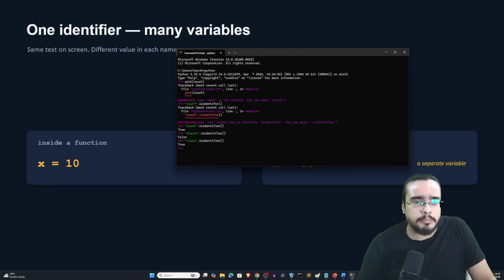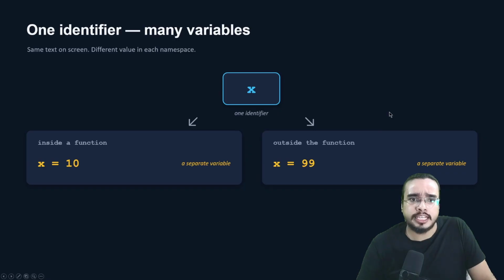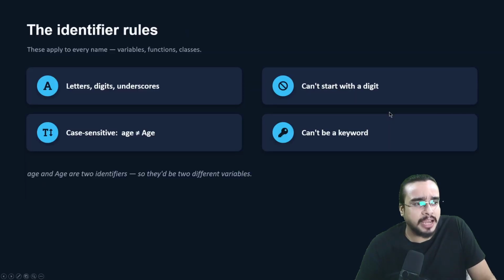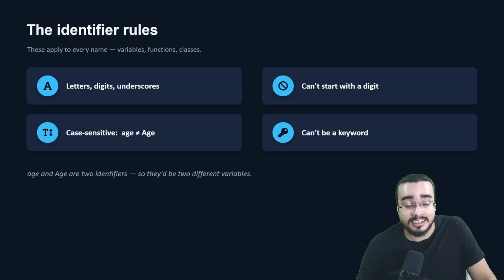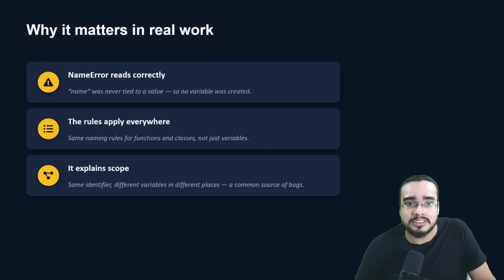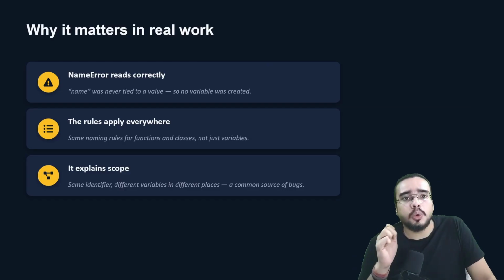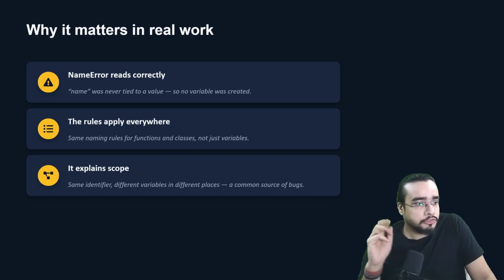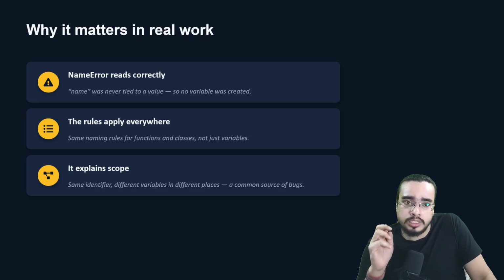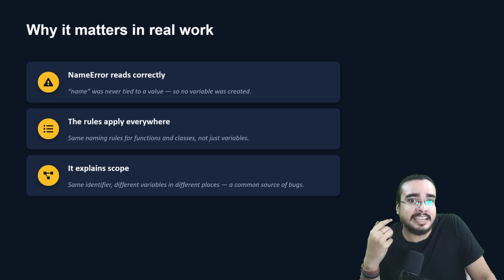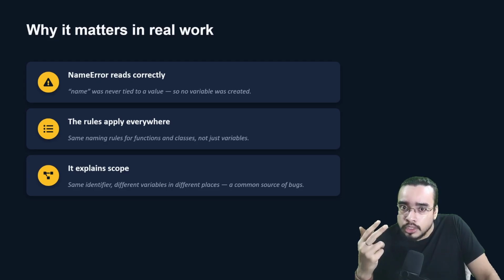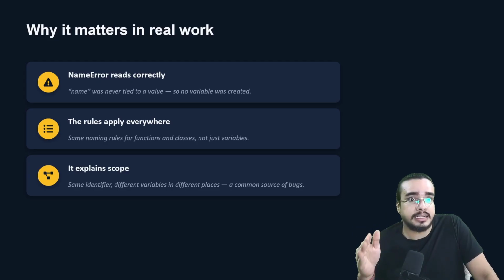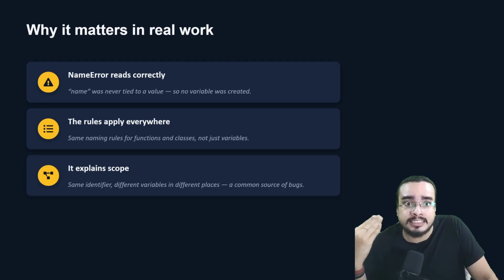Now, all this shebang, and you must be wondering, why does it really matter? I skipped all these slides. I showed you the real examples. So you must be wondering, why would this really matter? Why do we need this? First is, now you know how the name error happens. Python says name, not variable on purpose. The name was never tied to a value, so no variable was created. Now the name error is making sense, right?